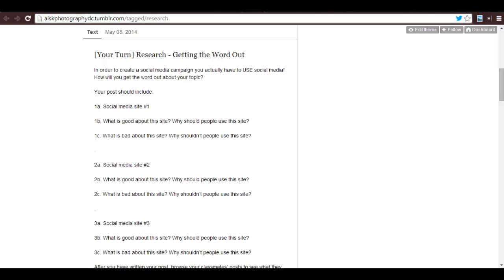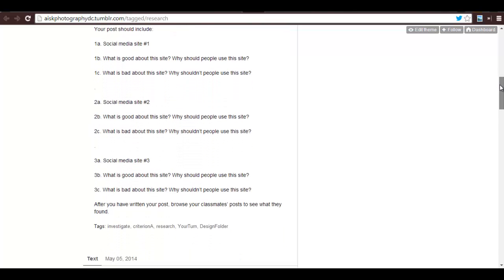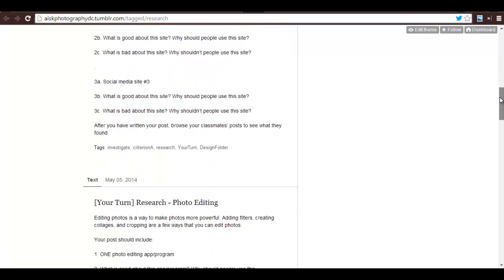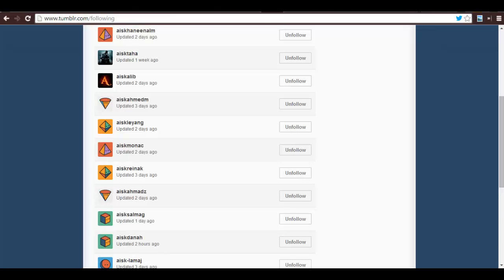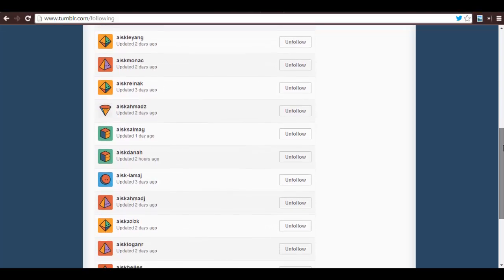Students will be encouraged to visit their classmates' design folders in order to see what they thought of different photo editing programs and social media sites. We will discuss what collaboration looks like on the internet, crediting sources, and not stealing information.